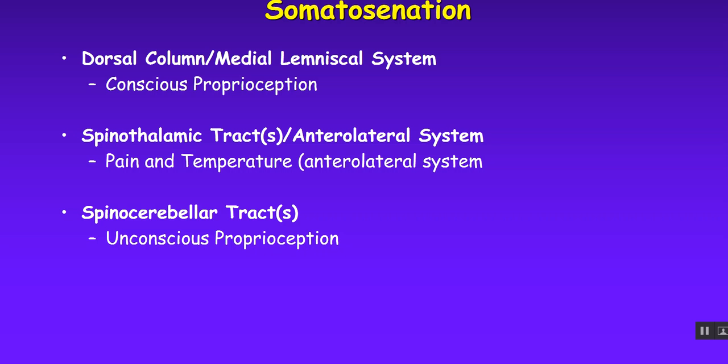Then the other pathways, there's a group of pathways. Collectively, we're just going to call them the spinocerebellar tracts. There's actually 4 separate ones, but we're just going to collectively call them the spinocerebellar tracts. And it makes sense. Spinocerebellar. Look at the names. It starts in your spinal cord, and it ends in your cerebellum. That's the unconscious proprioception. That's the stuff that you don't even know is going on.